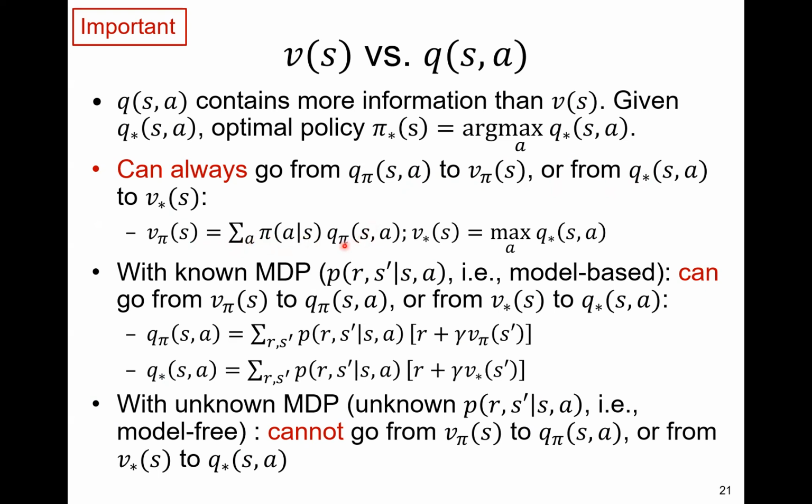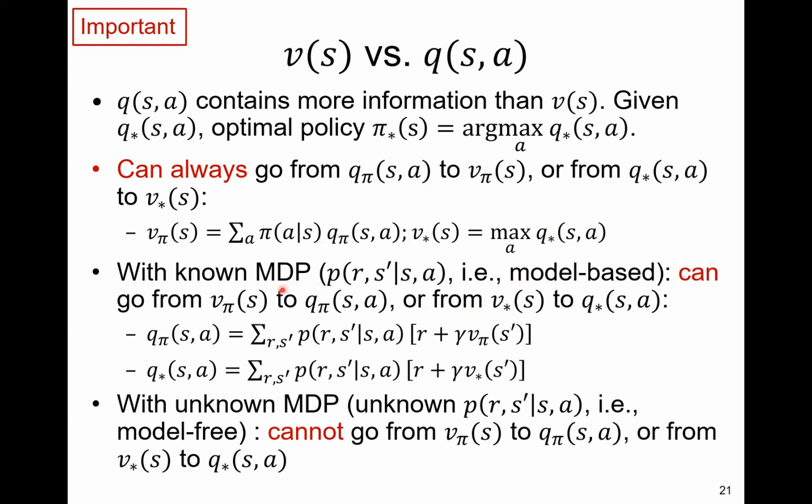From Q^π(s,a), you take expectation over all the actions, expectation over the policy. So the π(a|s) can be viewed as a probability distribution over the actions for the current state. So the sum over a is the expectation over all the possible actions. And for the V*, it's a maximum over a of the Q*(s,a).